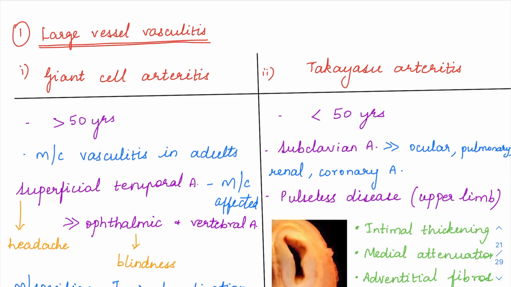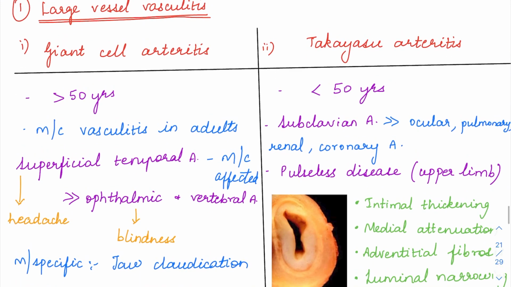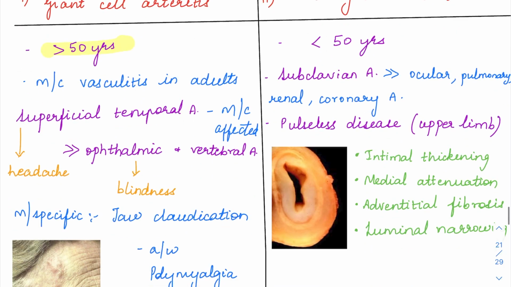In large vessel vasculitis, I mentioned two diseases, giant cell arteritis and Takayasu arteritis. Both of these diseases have an overlapping kind of presentation. The basic microscopic features are the same. It is just the kind of vessels which are involved and the symptoms which they produce that are different. Giant cell arteritis is the most common vasculitis which we see in adults. It affects patients more than 50 years old, and usually females commonly.